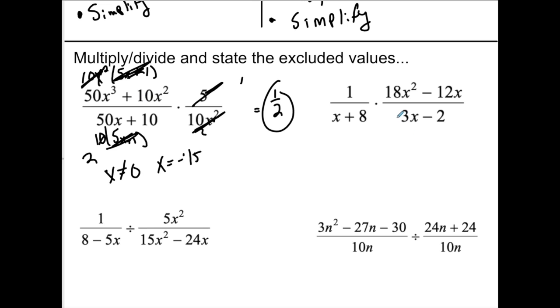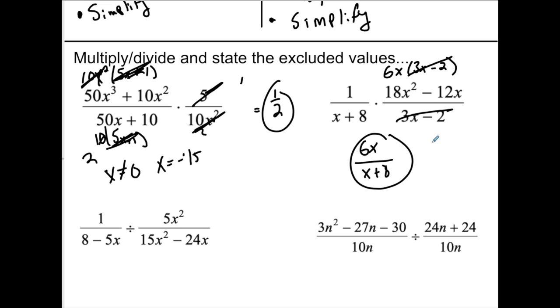All right, moving on over. Remember, we're going to factor. So the GCF here is going to be 6x. So it'll be 3x minus 2, and then this will cancel, and this will cancel. So we get 6x over x plus 8. Excluded values: x equals 2/3, because that would make this 0. x equals -8, because that would make this 0.